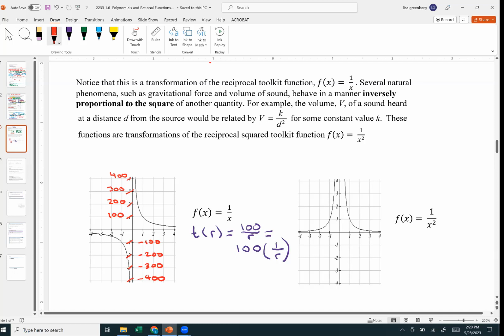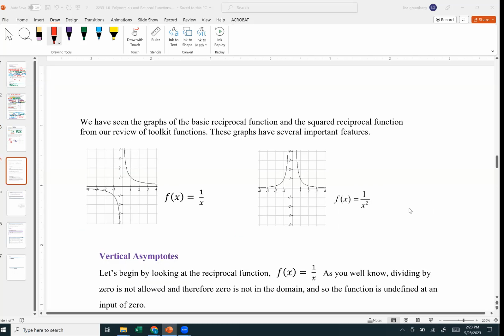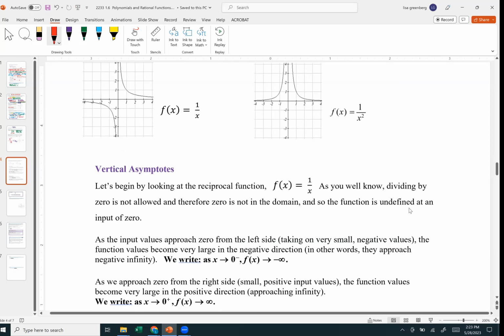And if I plug in r equals 1, because this is now the r axis, and this is the t of r axis, I get 1 over 1, which is 1 times 100 is 100. Notice, there's my point, and so on. We have seen these graphs before. I just showed them to you the last one. But let's point out some things that I think will help you understand how this actually works.